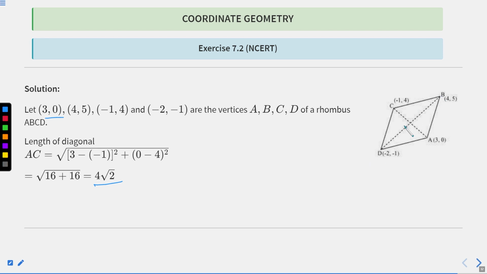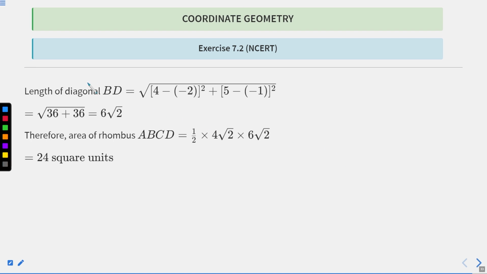Now we will find the length of BD. The length of BD is equal to the square root of (4 minus minus 2) whole square plus (5 minus minus 1) whole square, that is square root of 36 plus 36, which is 6 times root 2. Therefore the area of the rhombus ABCD is equal to half into 4 root 2 into 6 root 2, which is equal to 24 square units. So the area of the rhombus ABCD is equal to 24 square units.